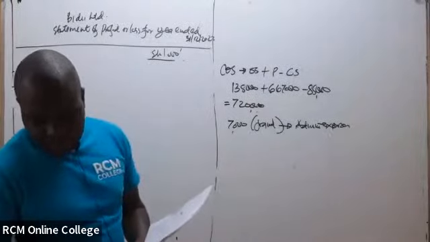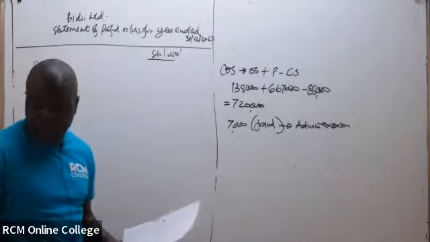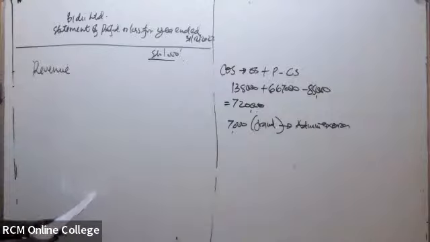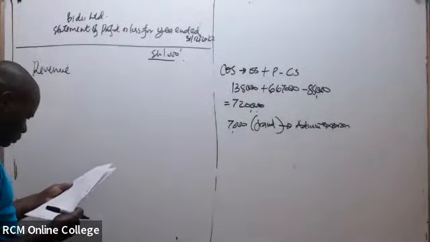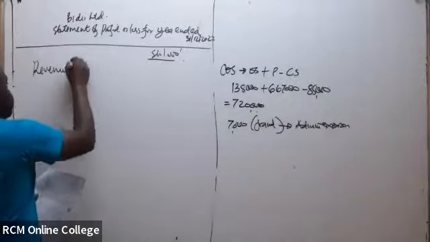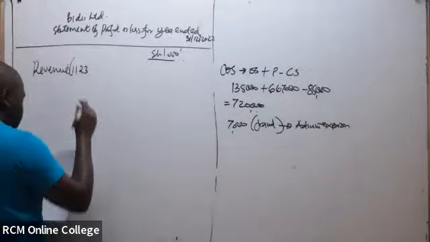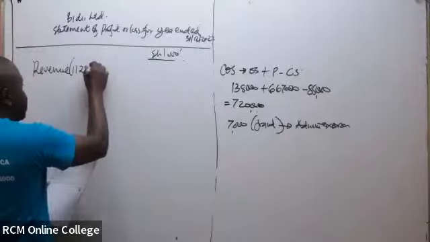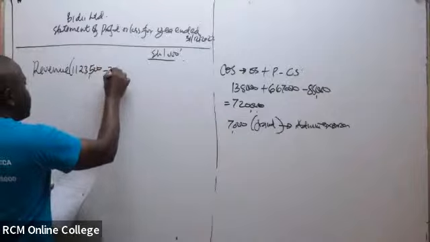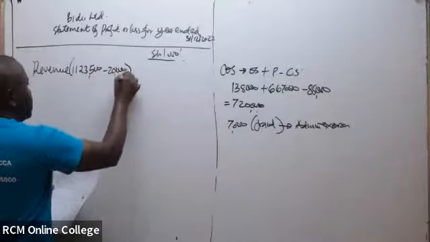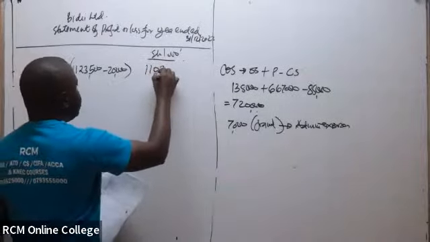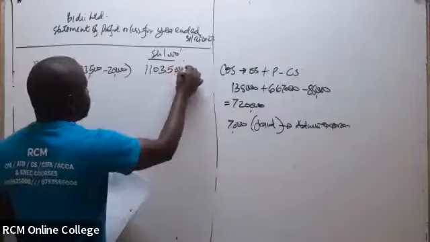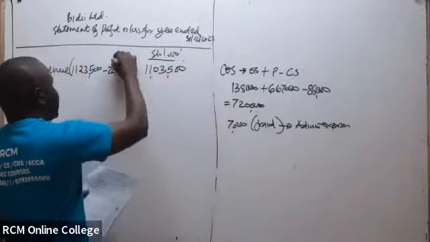So that means our sales will become how much? We have 1,123,500, then we minus 20 million, so you'll get 1,103,500. Remember, this one was an item of plant.